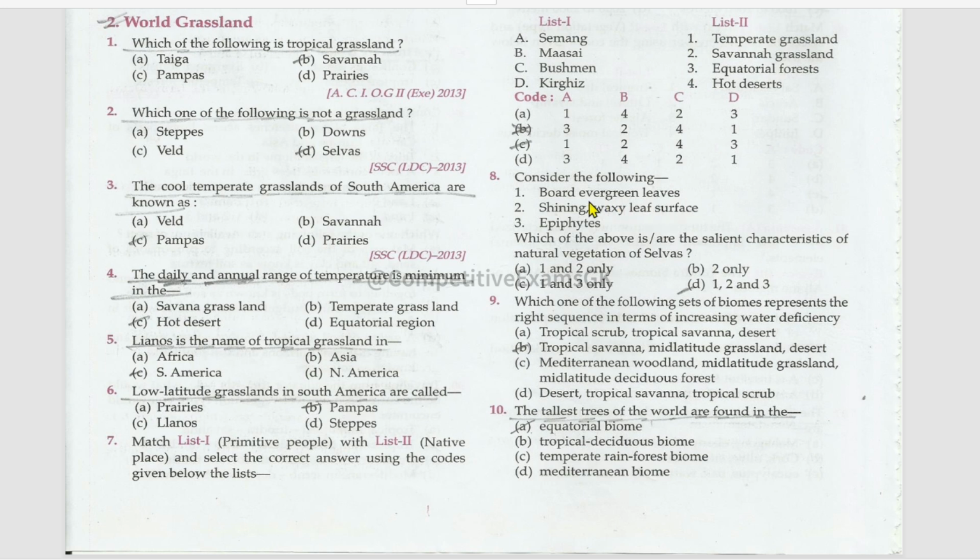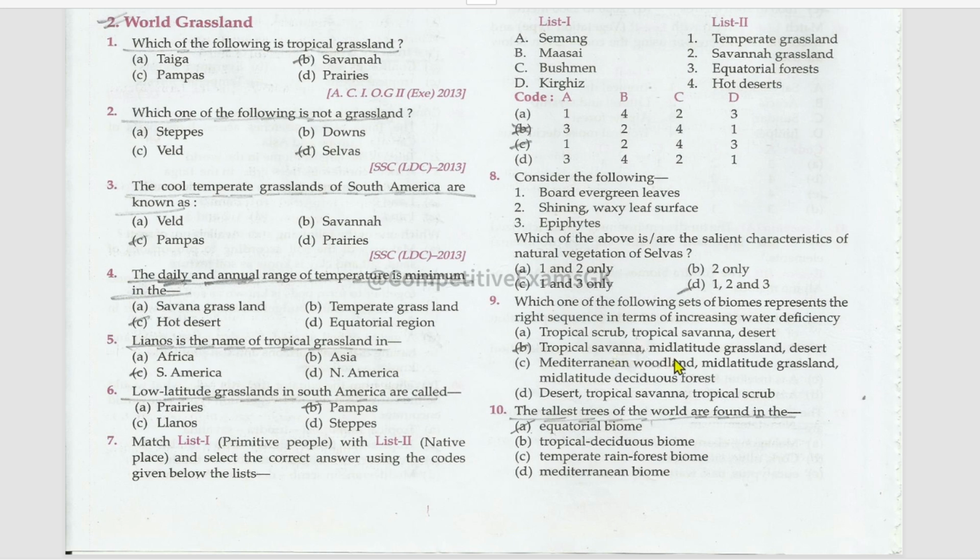Broad evergreen leaves, true. Shining waxy leaf surface, right. Epiphytes, true. All of these are the salient characteristics of natural vegetation of selvas. Which one of the following sets of biomes represent the right sequence in terms of increasing water deficiency?